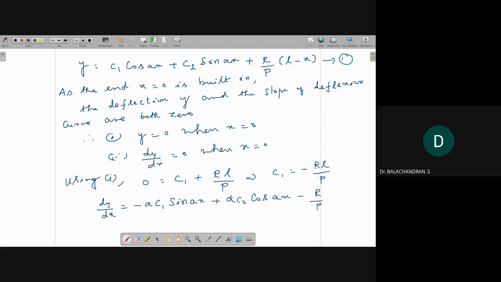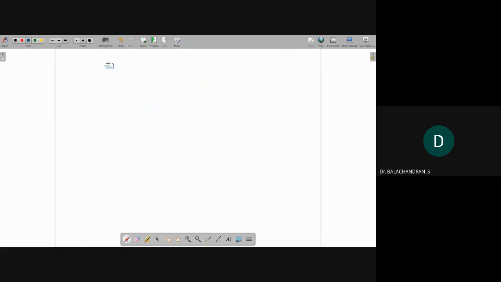Okay, now you should use the second condition, using subdivision 2, 0 equal to 0 plus ac2 minus r by p. So from this, c2 equals r by p into a. So this implies c2 equal to r by ap.